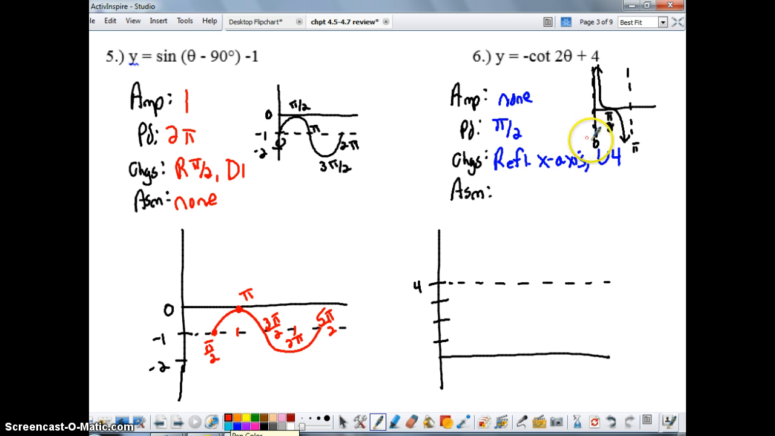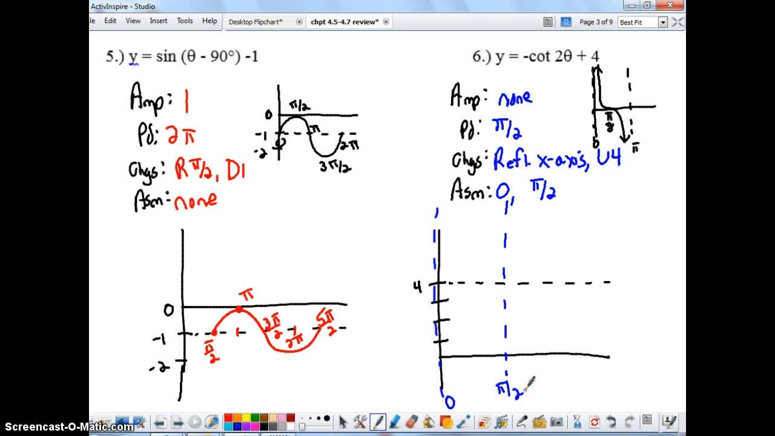So again, asymptotes start at 0 and pi. I'm going to divide those by 2 because that's what I did to my period. So that means they're going to be at 0 and pi over 2. So I can draw those in right now if I wanted to. 0 and pi over 2. Make sure you do label those.